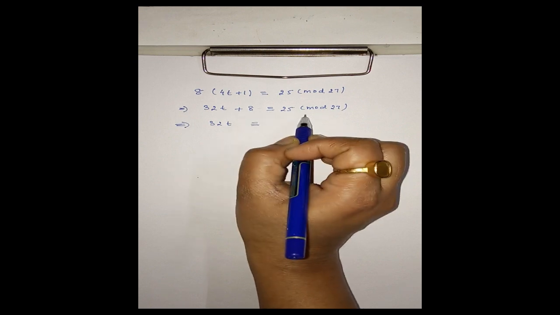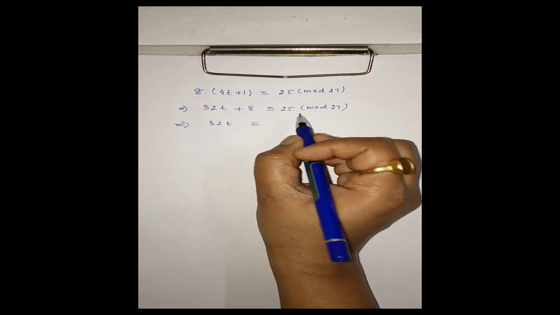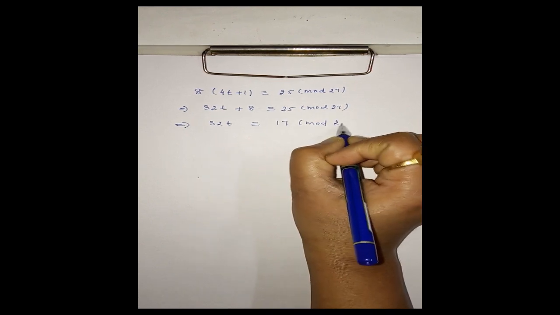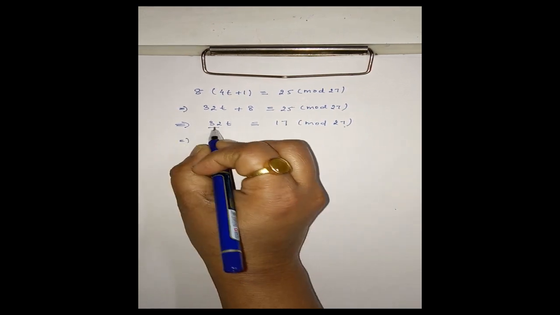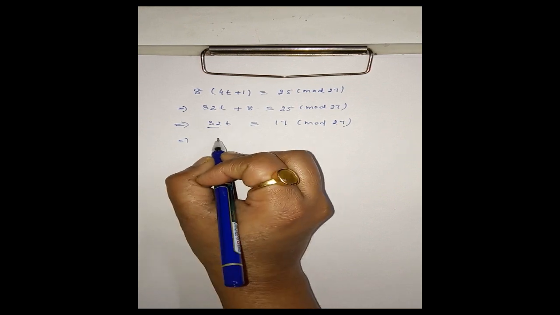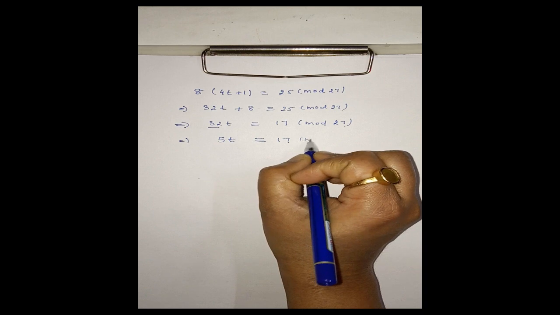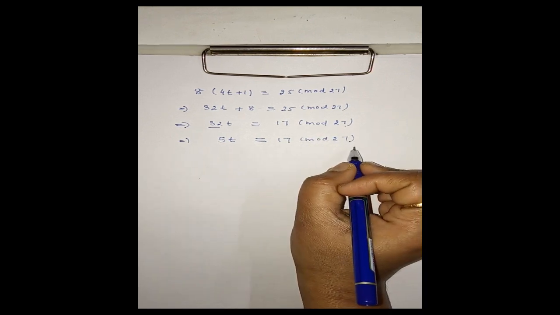Subtracting 8 from both sides. Okay, 32t is congruent to 25 minus 8, that is 17 modulo 27. Clear? Now again this 32 is more than 27. Now dividing 32 by 27 and writing the remainder here, we have 5t is congruent to 17 modulo 27. Clear? Now we will solve this linear congruence.